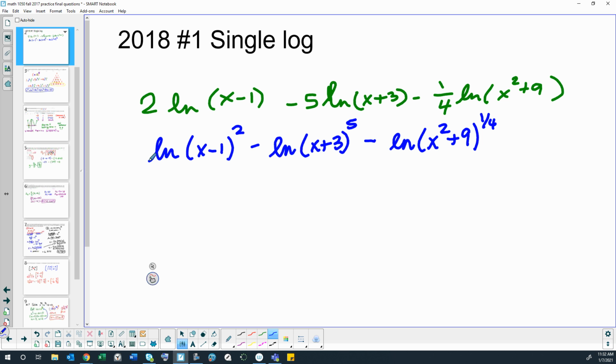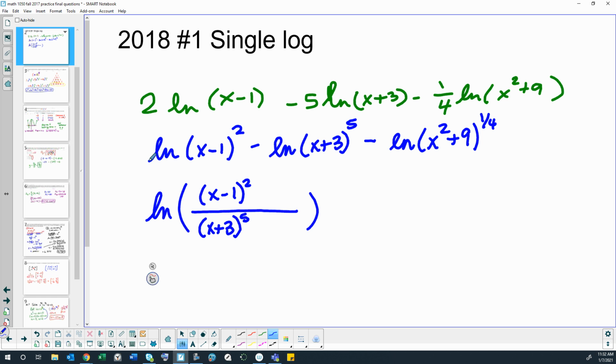Okay, and then anything that's a positive term will be on top of the fraction. Anything that's a negative term will go in the denominator. So that means I'm ready now to have one single natural logarithm. In the numerator of my single logarithm, I have (x minus 1) squared. That term is positive. But then these terms both are negative. They have the negative in front of them, so they're both going to go in the denominator. So that would be like (x plus 3) to the 5th.